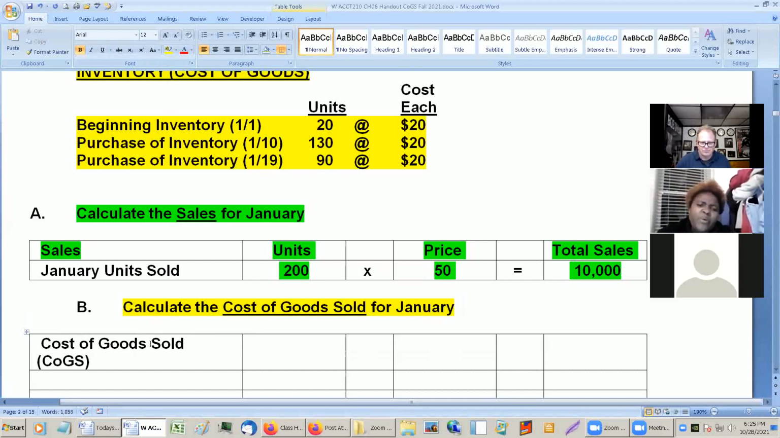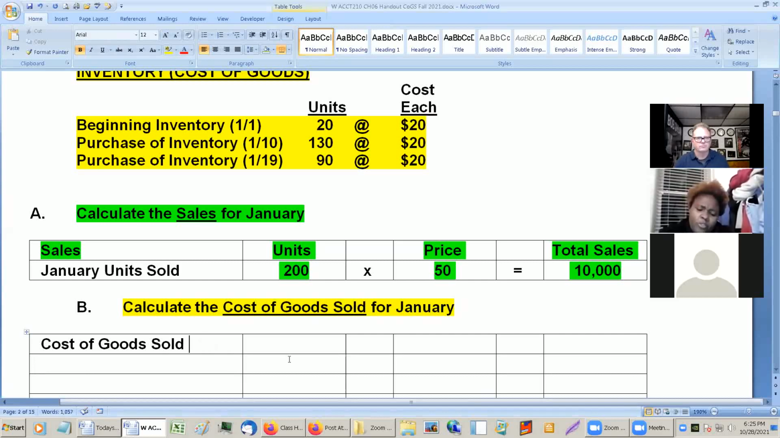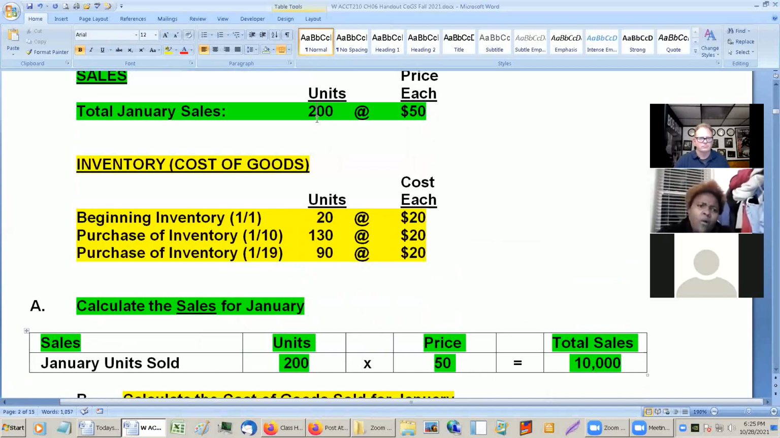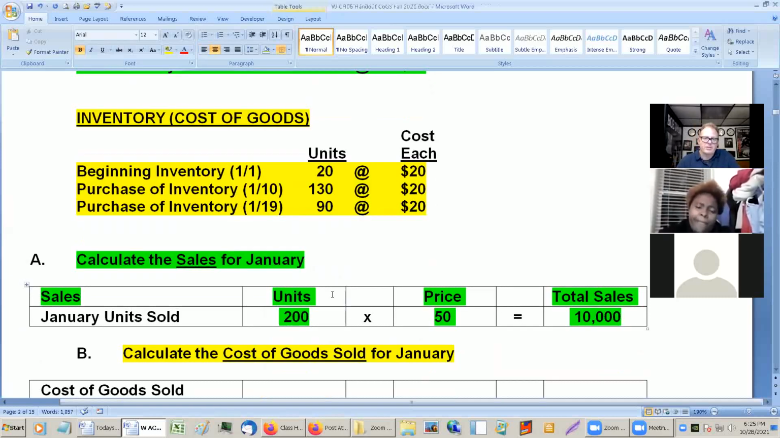If I may ask, where do you get the 200 from? The units. It's supposed to be 240. Oh, okay, never mind. No, the 240 is here. Yeah, there will be 240 total. Right. So there's some ending inventory.